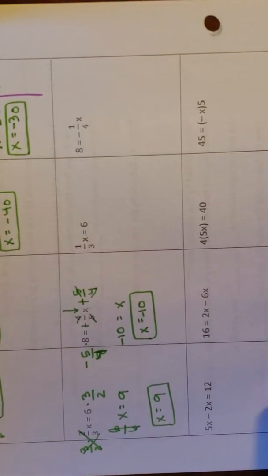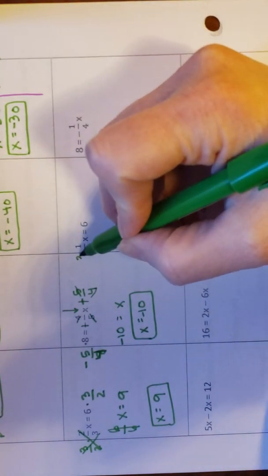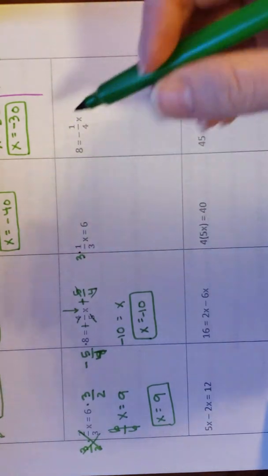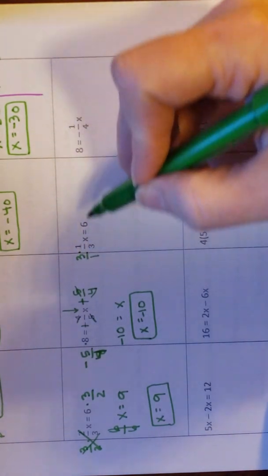Okay, here we go. 1/3 of what number is 6? Do you know that without doing any math? Multiply by the reciprocal. The reciprocal of 1/3 is 3 over 1, or just 3, however you like to do it.